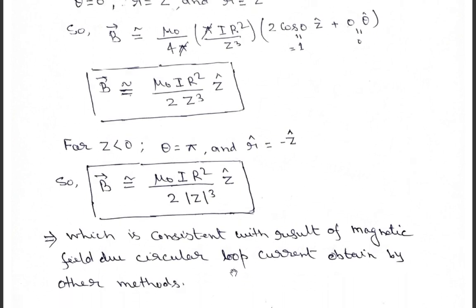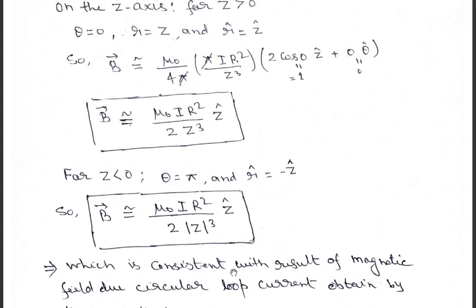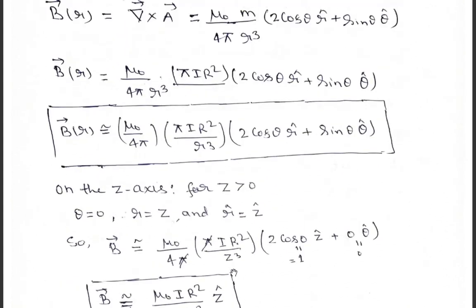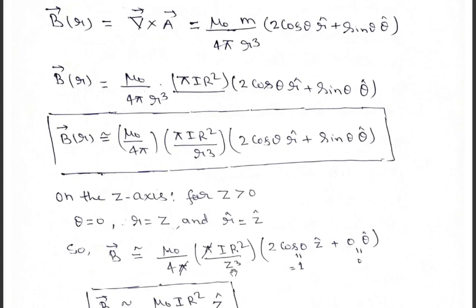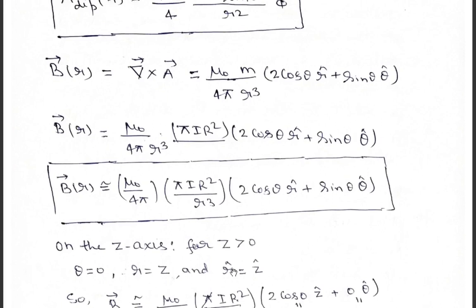Okay, so in this problem we have learned how to find the magnetic dipole moment due to a circular loop, and that a circular loop behaves like a magnetic dipole moment. The magnetic dipole moment due to a circular loop is πIR², and then we can find the magnetic field due to this magnetic dipole moment at some distance r. That is what we have done in this lecture.